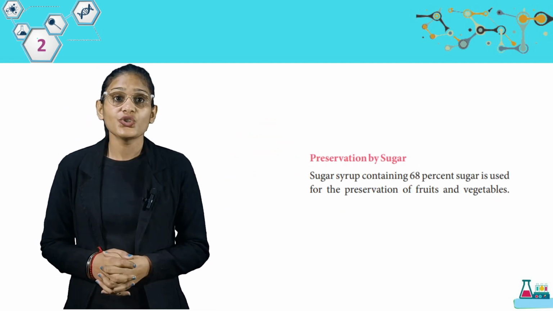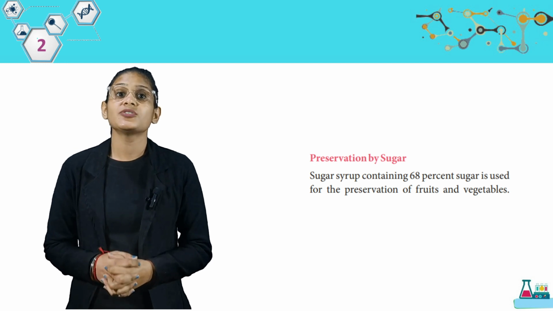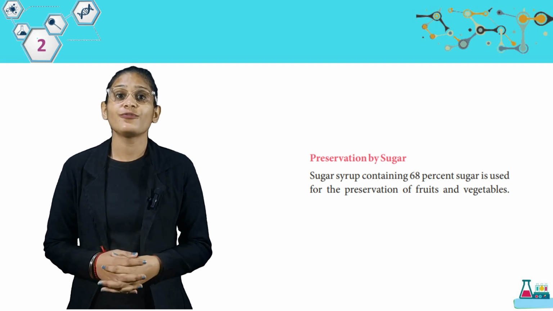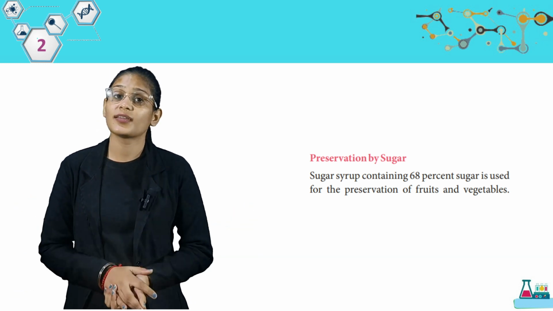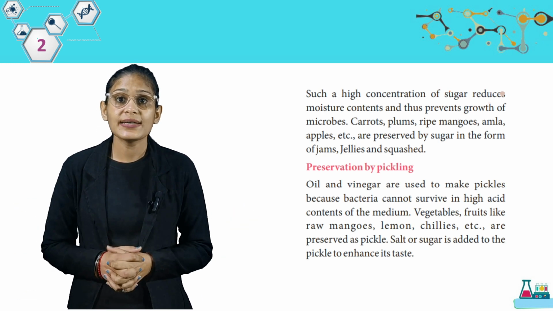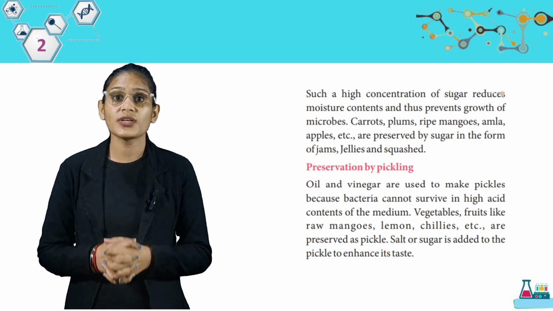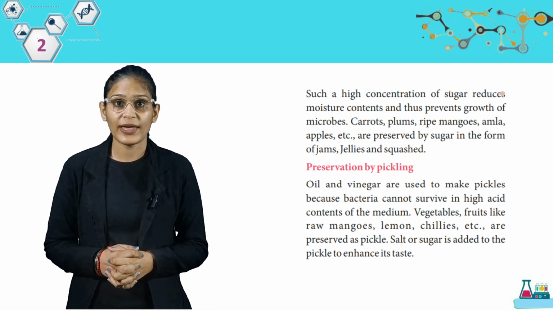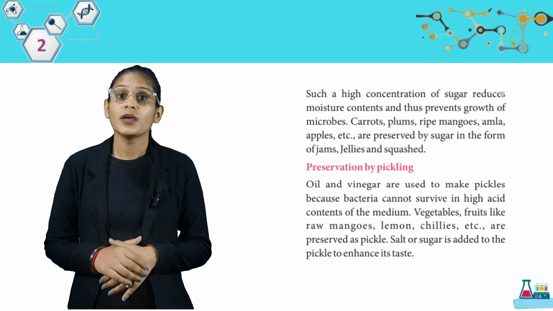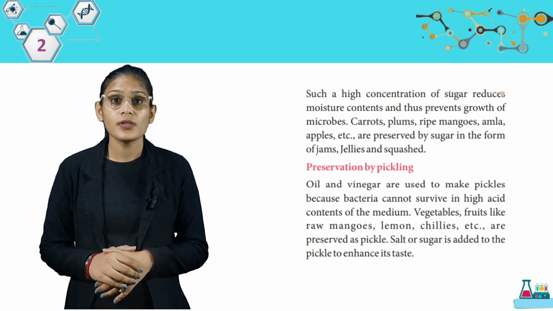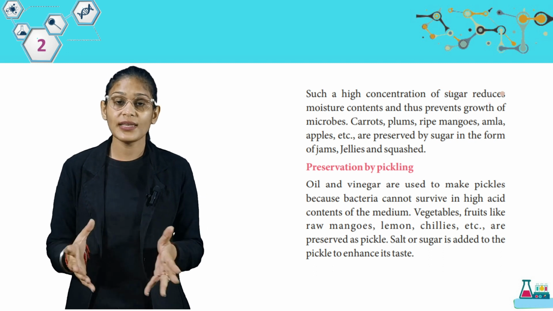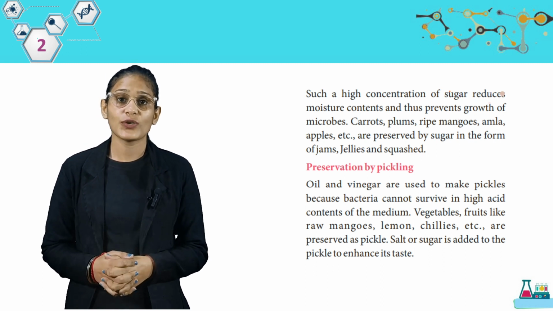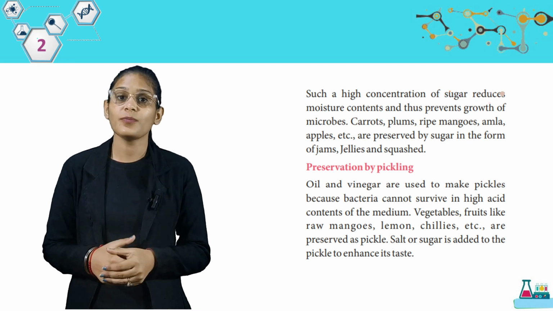Preservation by sugar. Sugar syrup containing 68% sugar is used for the preservation of fruits and vegetables. So student, sugar भी use किया जाता है, salt भी use किया जाता है preservation के लिए. Such a high concentration of sugar reduces moisture content and thus prevents growth of microbes. Carrots, plums, ripe mangoes, amla, apples, etc. are preserved by sugar in the form of jams, jellies and squashes. So इस तरीके से हम sugar की help से भी preserve करते हैं.